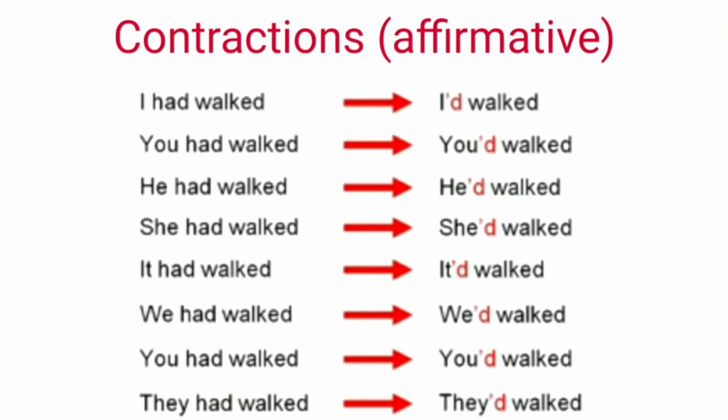Contractions are squeezed form of two words. Two words are put together and one or two letters of a word are replaced by an apostrophe. In this tense, contractions are used both in affirmative as well as negative sentences. In affirmative sentences, I had walked is contracted to I'd walked. Here, I and had are put together and HA of had is replaced by an apostrophe. Other examples are you'd walked, she'd walked, we'd walked, they'd walked.